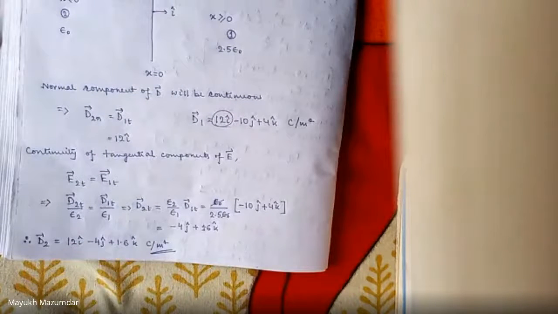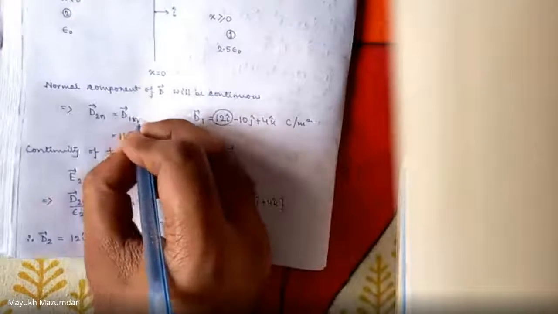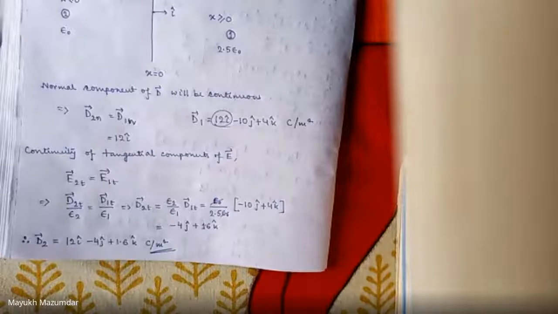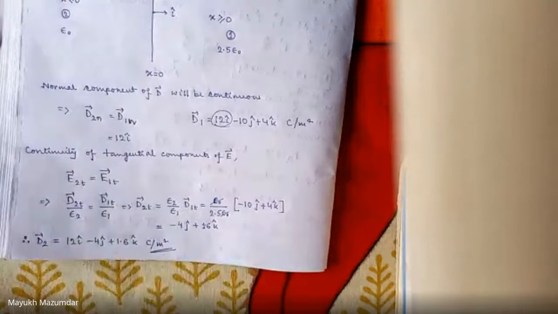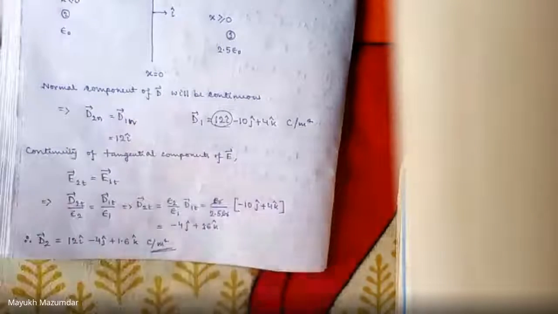Understood? So how did you relate that? D2n equals D1t. Oh, sorry, it's the same. Thanks for correcting, sir. Yeah, these are the normal components. Okay, that I can write it like this. I'm just denoting it by that.